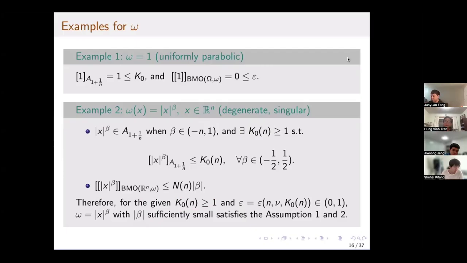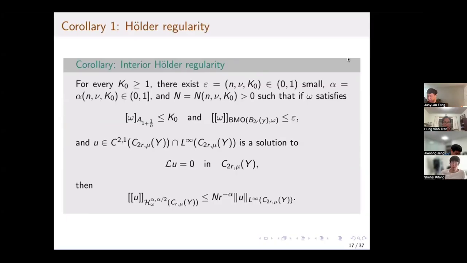So that means if your beta is small, the weight is almost like a constant. If beta is less than 1, it's only singular or degenerate on a very small measure. Okay. All right, let me go to the next one.